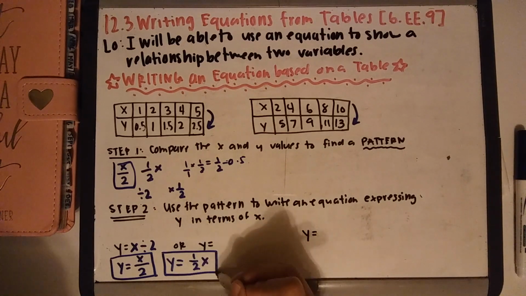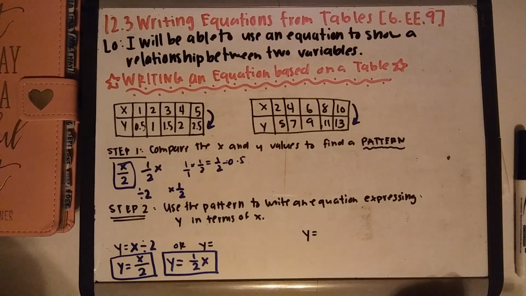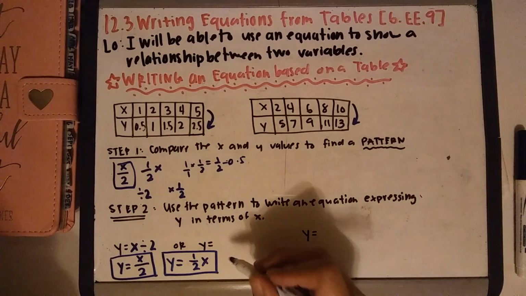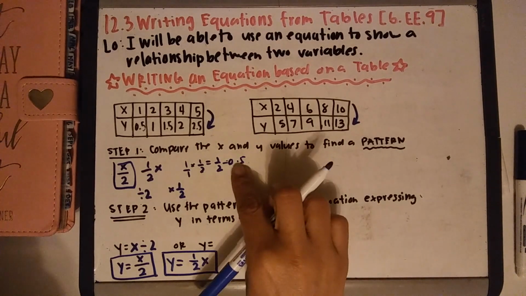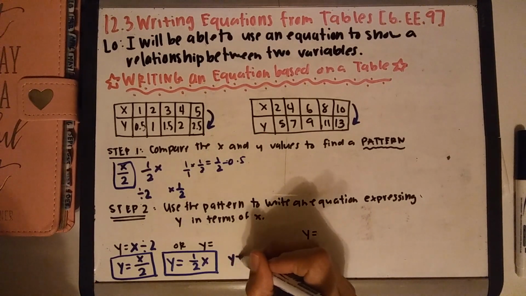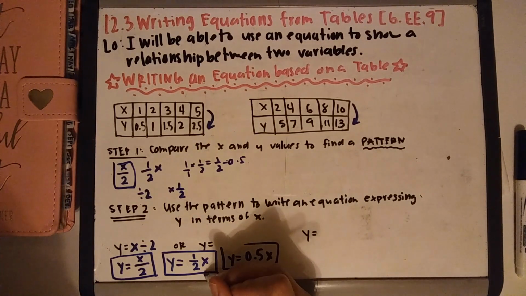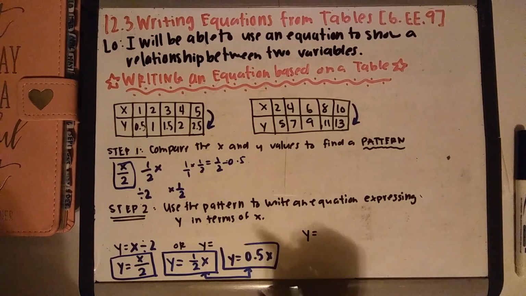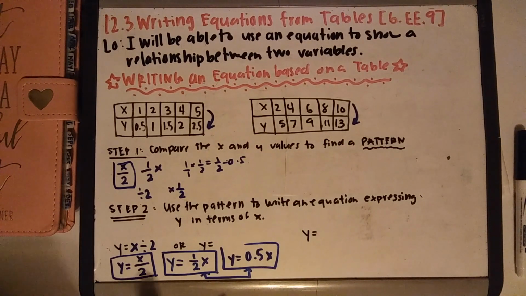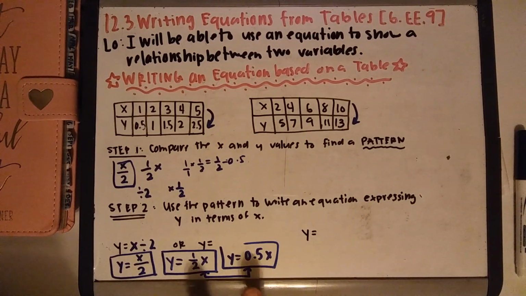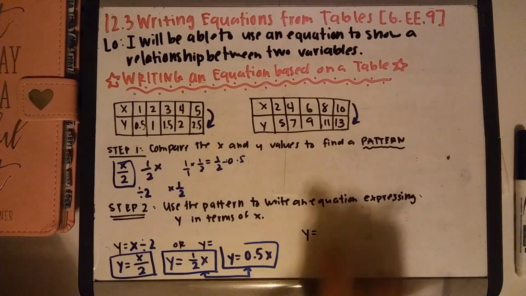Or another way to write it is, what's half in decimal terms? 5/10 x. These two are the preferred ways for you to write it. This is not wrong, but once we get to the graphing, some of you might have more trouble understanding this one than these other two when we talk about slope in 7th and 8th grade. Let's go ahead and do this one right here.